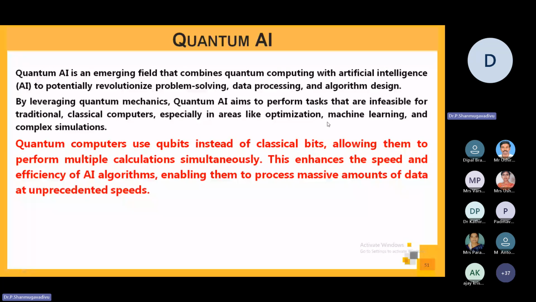In the case of digital computers, we use just bits. In the case of quantum computing, we use what are called qubits, QU for quantum bits, instead of classical bits, allowing them to perform multiple calculations simultaneously. This is the keyword. This enhances the speed and efficiency of AI algorithms, enabling them to process massive amounts of data at unprecedented speed. The ultimate aim is that it is faster in nature. It is able to solve problems which cannot be handled by traditional and classical models.